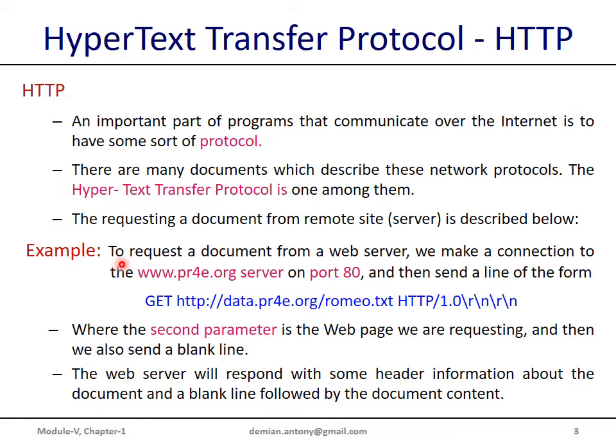We'll take up this example. We try to request a resource, a document, from a web server with the domain name, that means the host name, which is specified like this, www.pr4e.org, and the port number is 80. This is the server address and this is the port number, and we are interested in accessing a resource which is a text file.